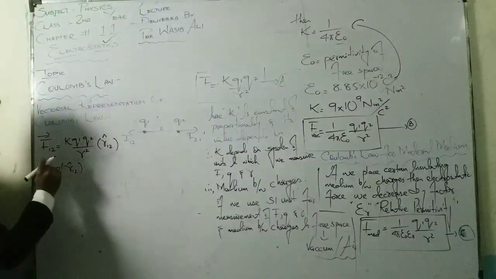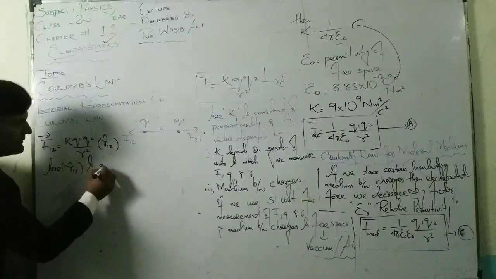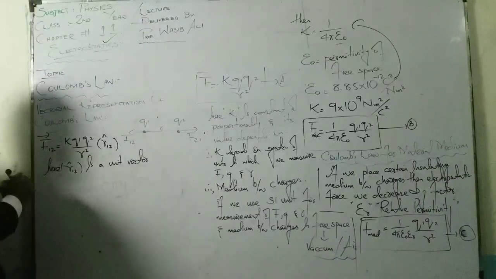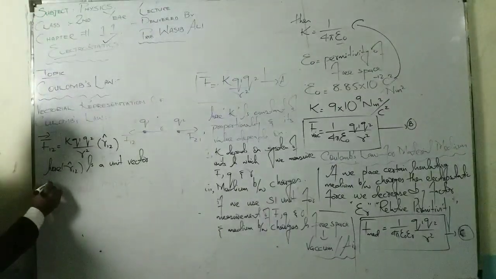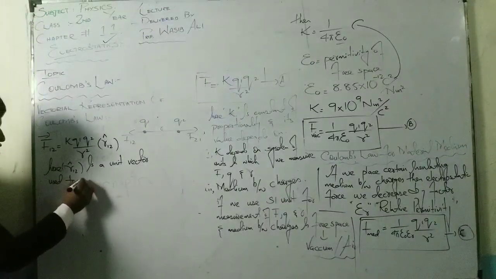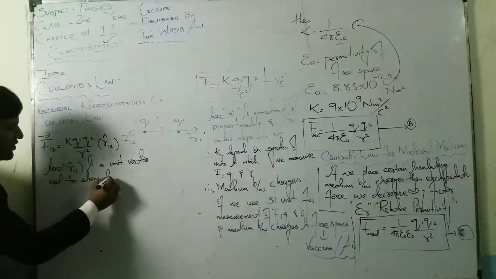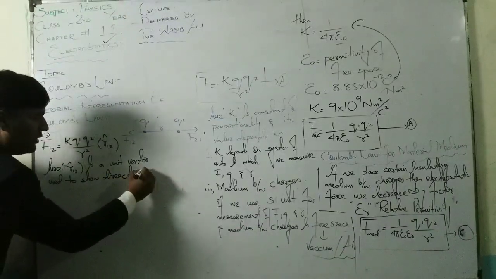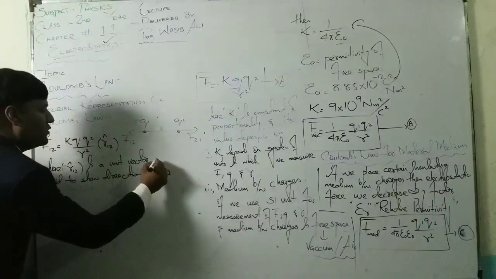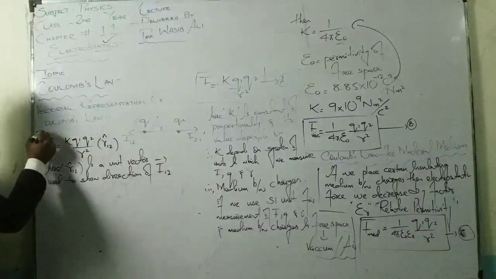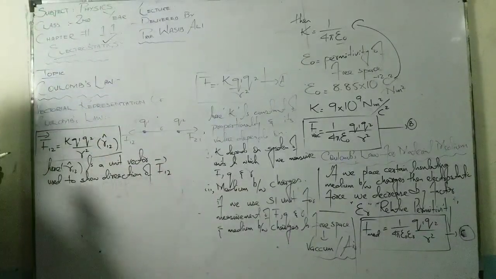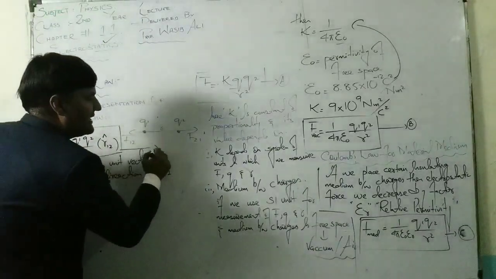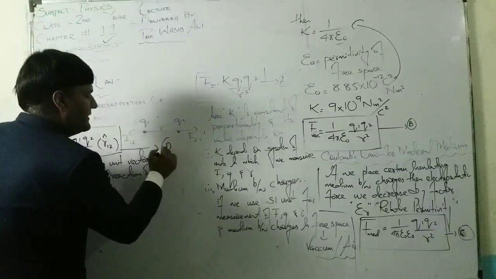Okay, so here R12 cap is a unit vector used to show direction. Direction of what? Obviously direction of force, direction of F12. So this is another form for the Coulomb's law. Okay? But it is represented in vectorial form, that is for the force F12. I will call it equation C, and then it is equation number D.